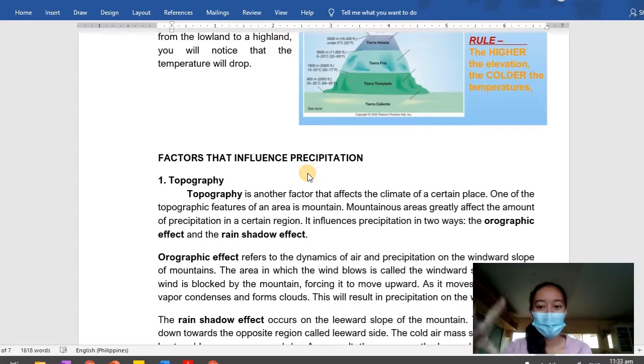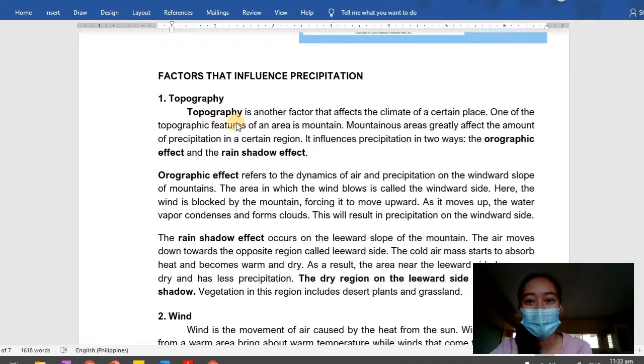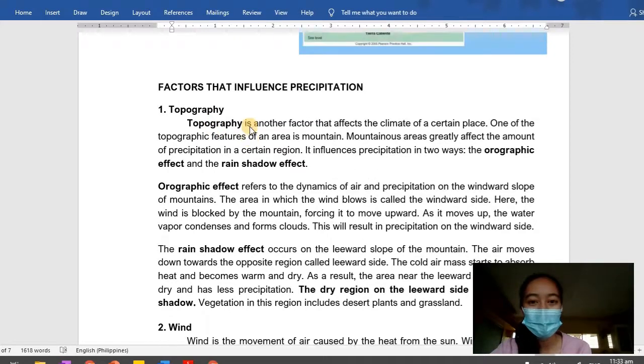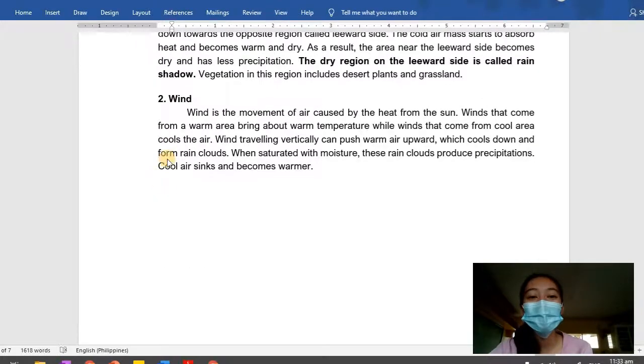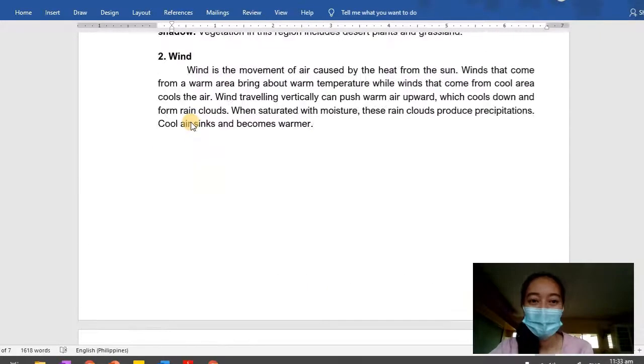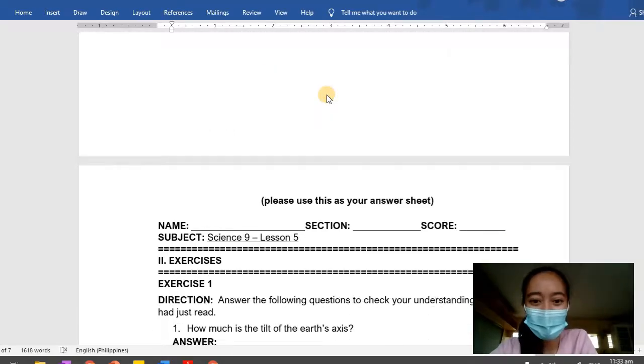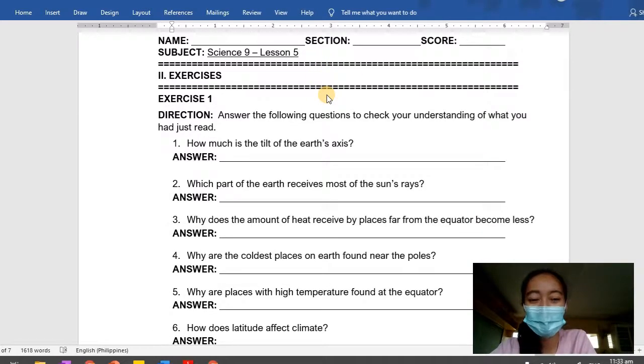So ang kanang mga rain. So naa tay topography, mao gihapon ang porma, ang elevation, ug ang porma sa usa ka lugar, orographic effect. So just read all this. Number 2, wind. Ang presence unsa ka kusog ang movement sa air. And then now let's go over the exercises.